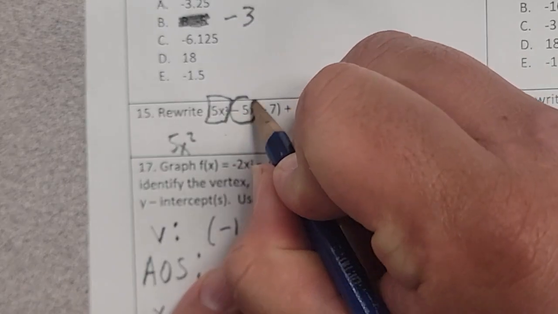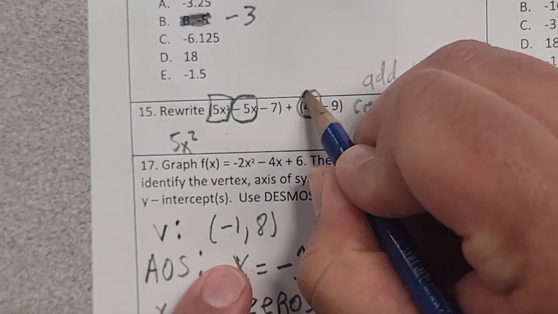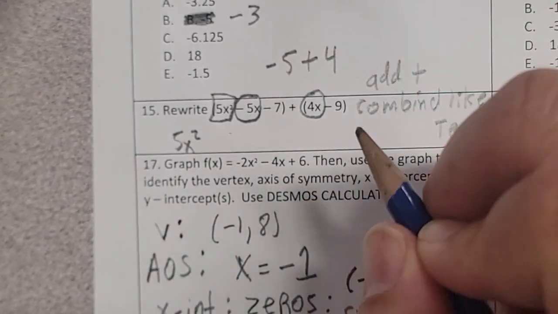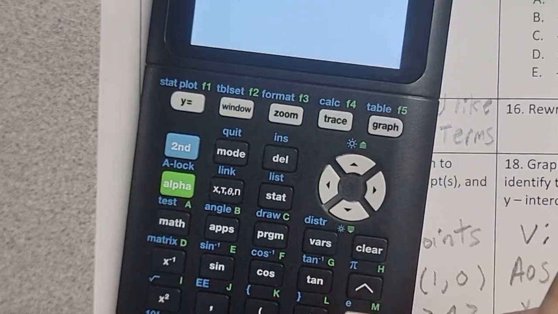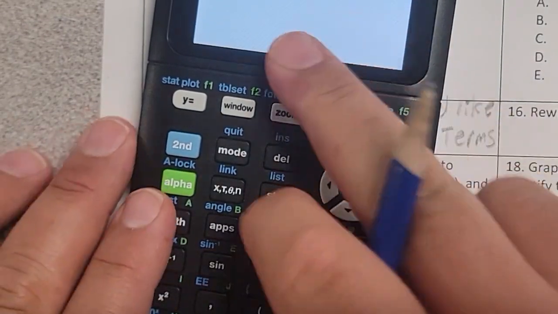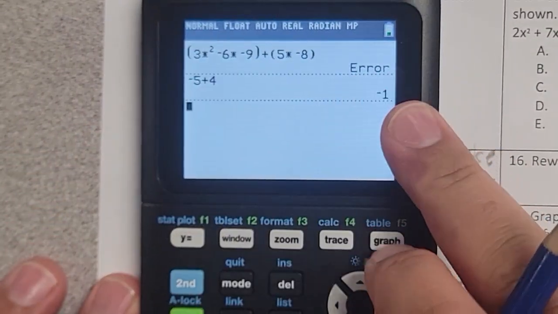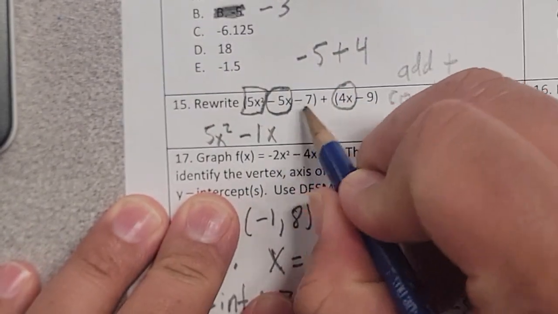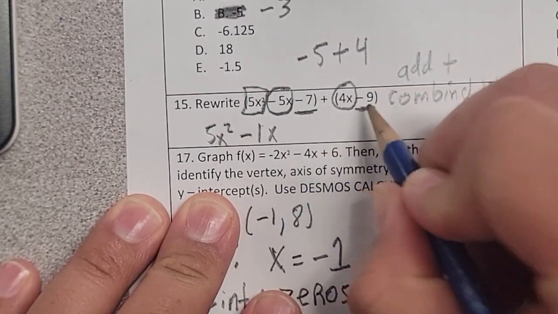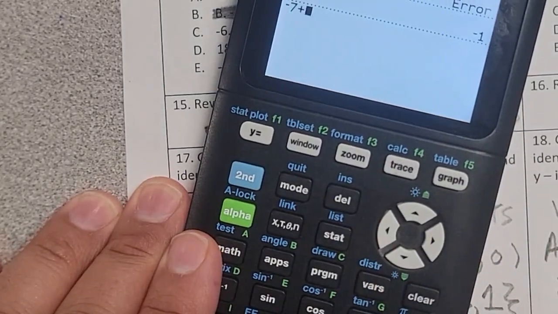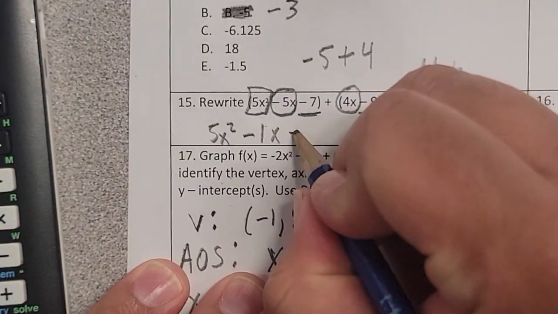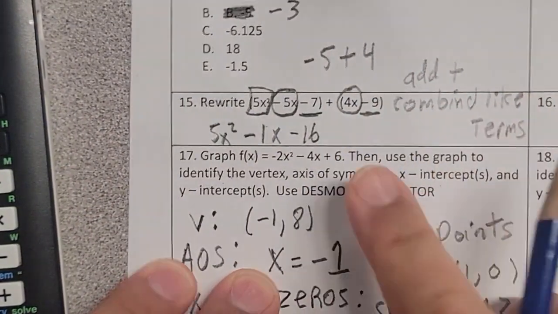But I do have a negative 5x and a 4x. So I'm going to go ahead, negative 5 plus 4. All right, I can put the calculator right here. So negative 5 plus 4. My answer is, sorry, negative 1. So for this one, I'm going to put minus 1x. And then I have negative 7, negative 9. You're going to combine them, so I'm going to add them on my calculator. Negative 7 plus negative 9. What do you get? Negative 16. And that's it. Combine like terms.